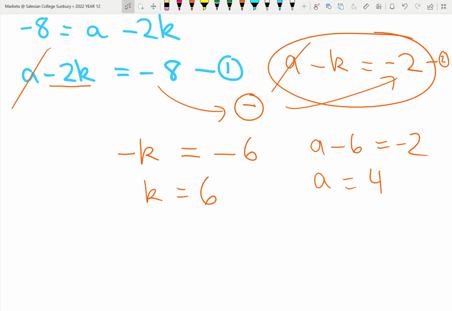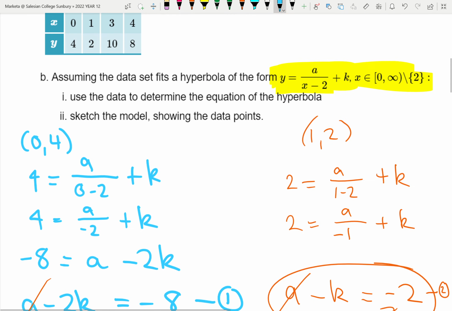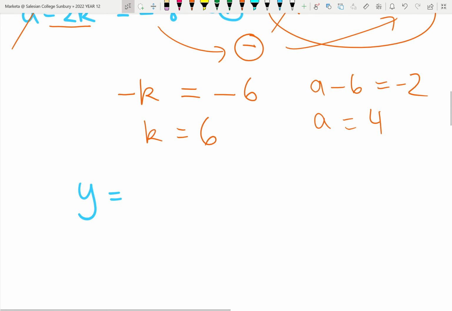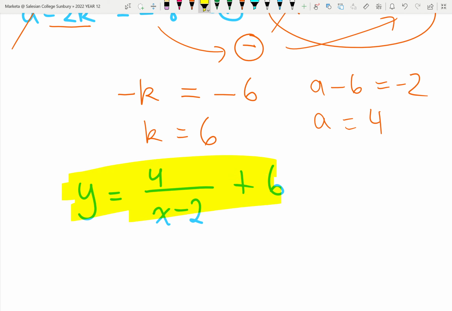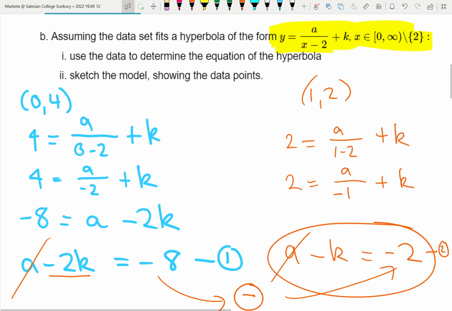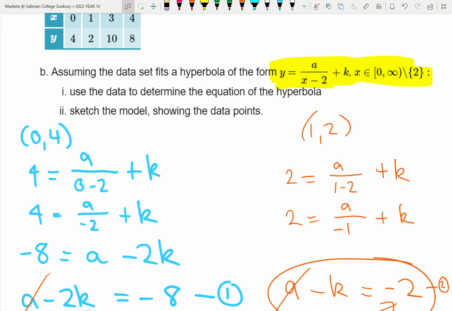So that's going to give me y equals, was it y or was it f of x? Y. Y equals a, which is 4 over x minus 2 plus k, and k was 6. So there's my equation. I'm going to just highlight or box it so that it's easier for the person marking to find your answer and hence give you the mark. So we've used the data to determine the equation.